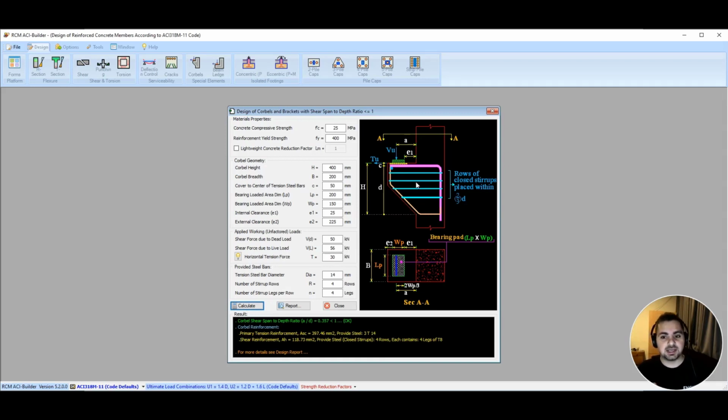So this is basically it for our first example, which is our Corbel. We were able to analyze and design our Corbel system at a very fast pace because of how easy RCM ACI Builder is to use. Now in our next lecture we are going to start with our beam ledge example, so I'll see you then.